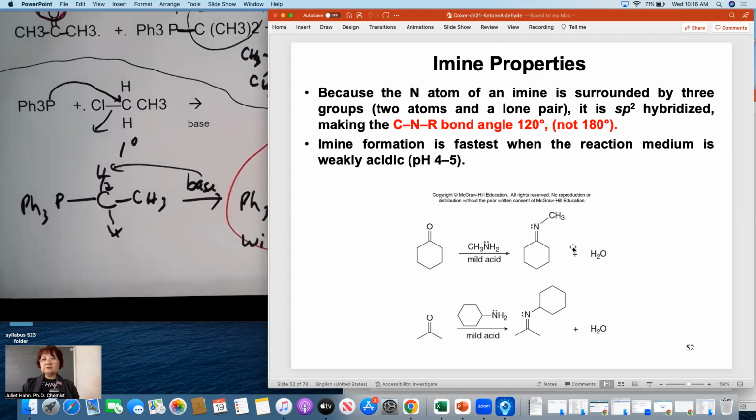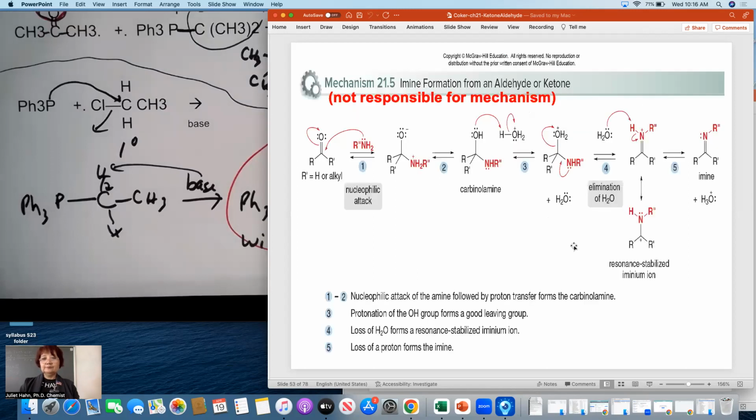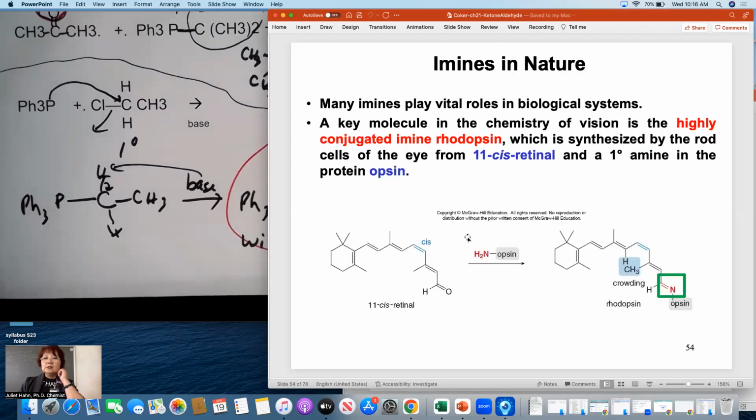Okay, so there is my imine preparation. Here's the mechanism. So you see what happens. This is basically a nucleophile that adds, nucleophilic addition onto a ketone. You get the better leaving group by adding on a hydrogen onto the OH minus, and then that drops off, and then this forms a double bond, and then you get the imine. But never mind the mechanism, not responsible for mechanism. You just have to know the product. Okay, so some imines in nature, it's interesting, but we're not going to really worry about that too much.